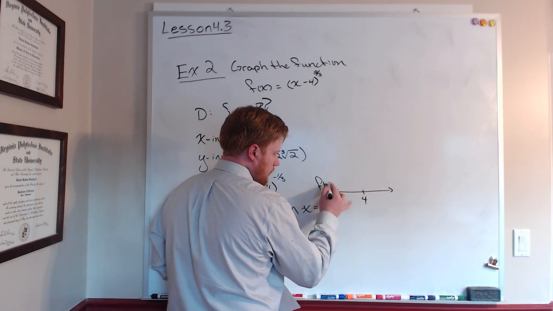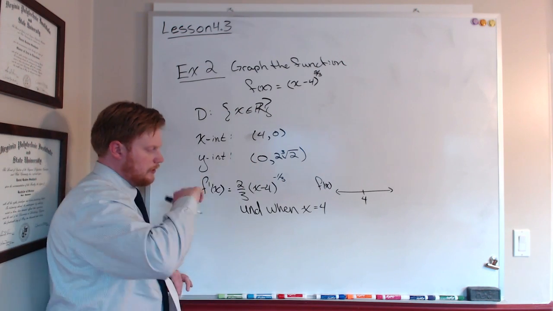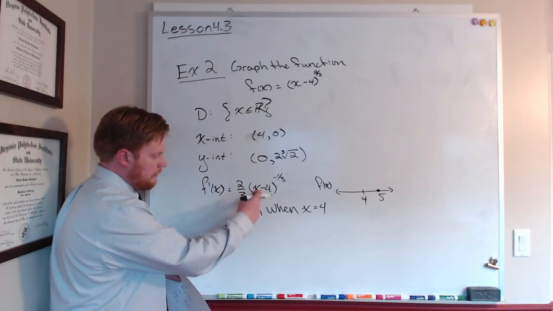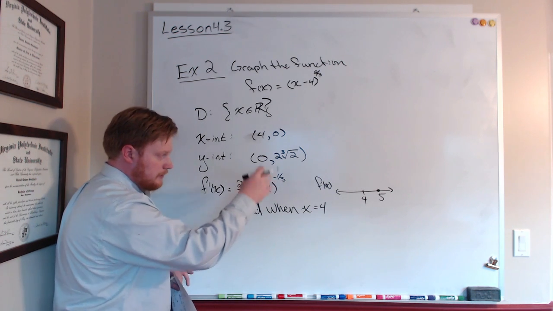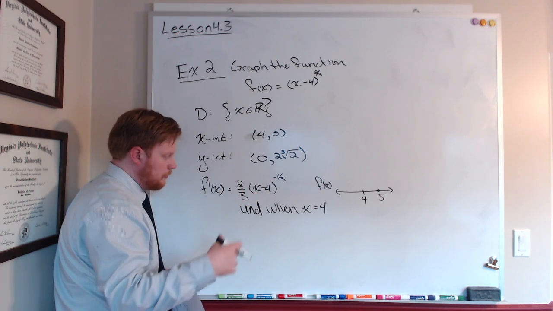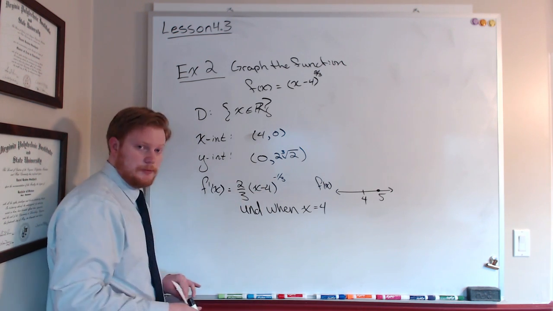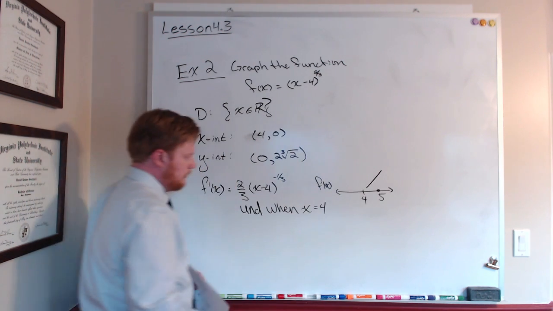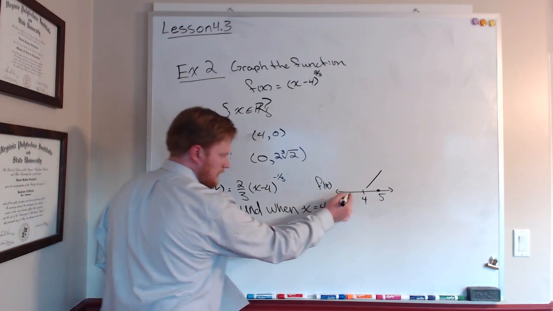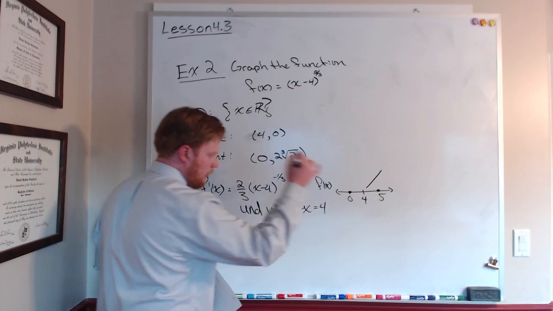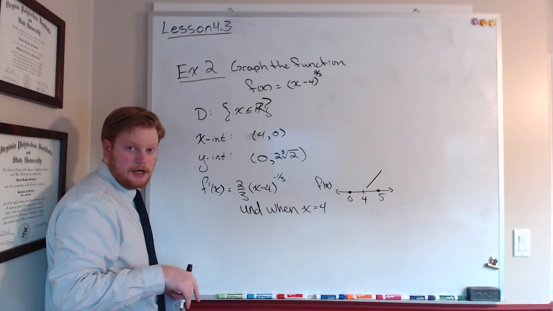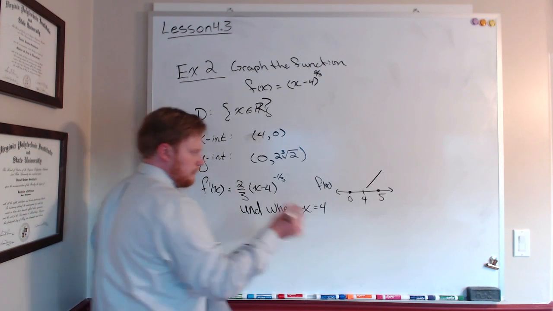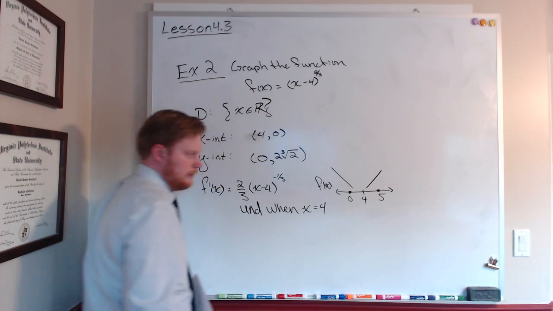This is my first derivative test, so let's check on either side. If I plug in a 5, what happens? I get some positive number, the cube root of 1, a positive number. So I'm increasing. When I plug in something less than 4, like 0, I get a negative number in the denominator, and a negative number times a positive number is negative, so I get decreasing.